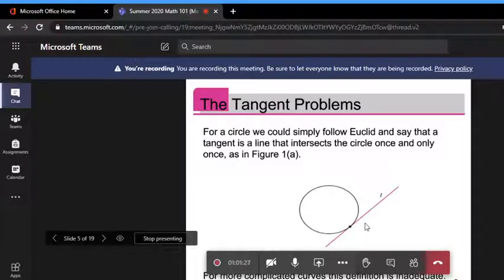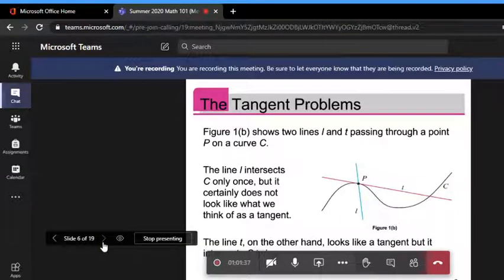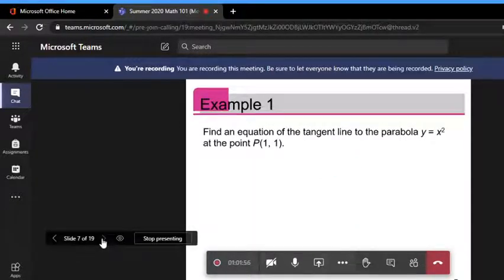Tangent to the circle is just this line. So if you have a circle, the tangent to the circle is a line that intersects the circle at just a single point. Okay, that's the definition. And for this function, for example, we have this tangent, it passes through that point as well. So find an equation of the tangent line to the parabola y is equal to x squared at the point P(1,1).